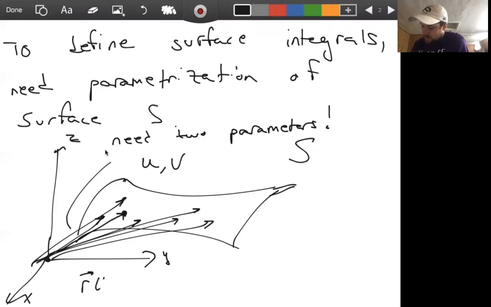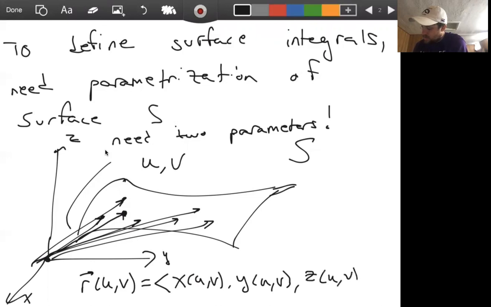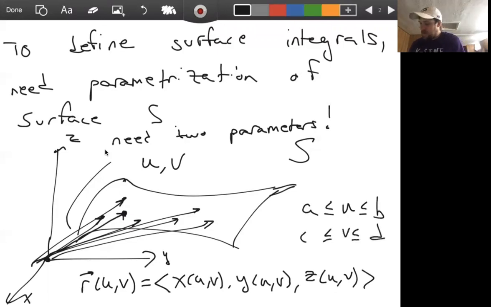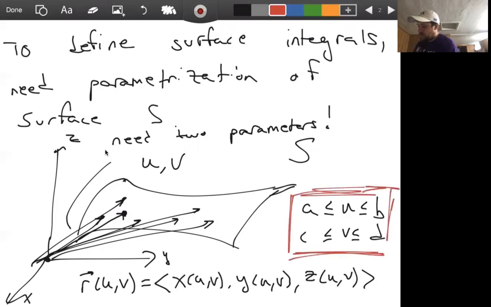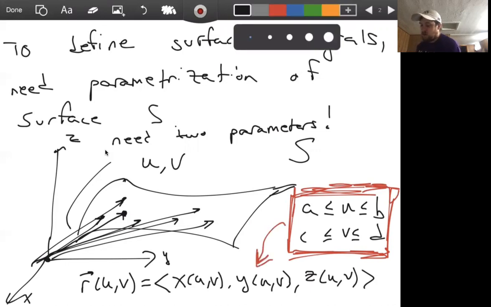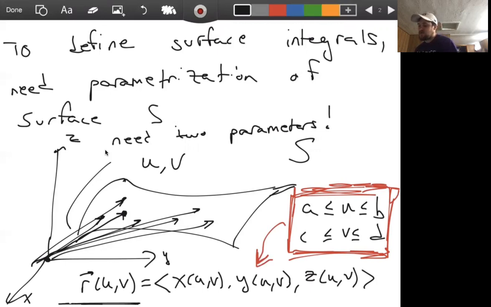We say r of u, v is equal to, and then like x of u, v, y of u, v, and z of u, v, where u is between values, say, a and b, and v is also between some values, say, like c and d. And these values here indicate what possible u and v values may be plugged in to our parameterization of S. So r of u, v here is the parameterization of a surface S.